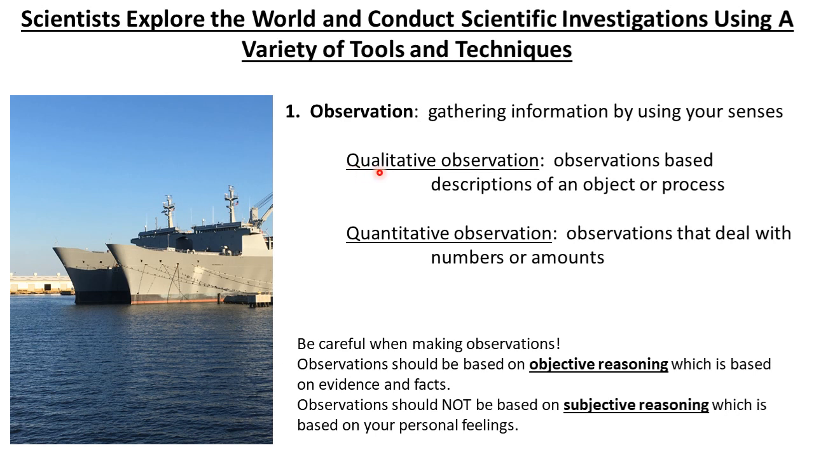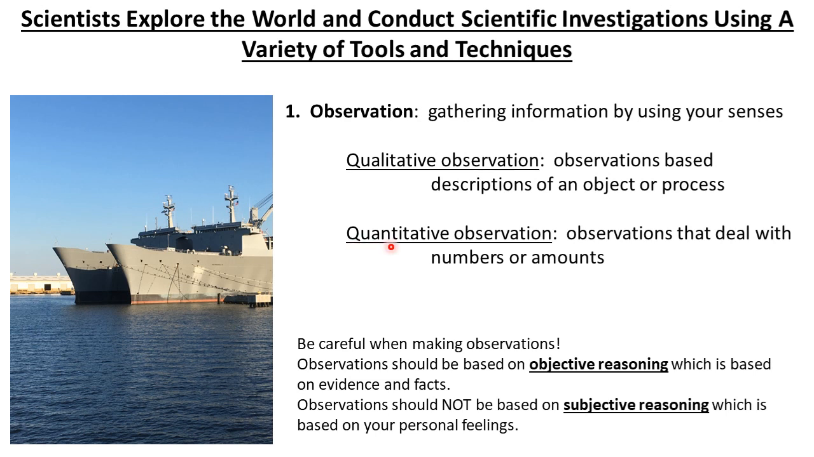Qualitative is based off of the root word quality. Qualit. Those are the same first six letters in the word quality. And when we talk about the quality of something, we're describing it.